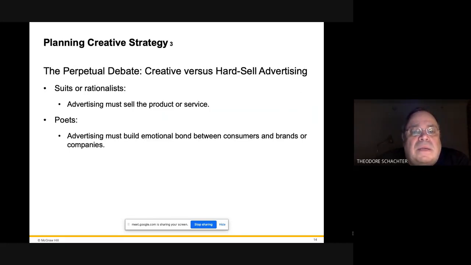So advertising must sell the product or service. That's absolutely true. That's without debate. Building an emotional bond definitely helps. Brands that have been able to connect emotionally with consumers have always done better. They've developed more brand loyalty, but it's always about the selling. So, although you need to know the difference between suits or rationalists and creative poets, every campaign needs to have a little bit of an element of both, where it's appropriate. So, if it's a sales promotion, it'll be more hard sell than if it's just an awareness campaign.